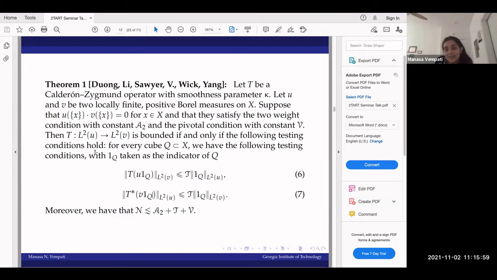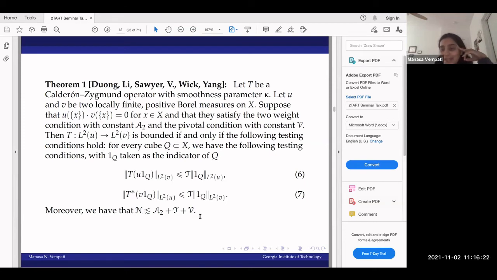Not only does our theorem give us sufficient conditions for the two-weight inequality, we are also able to characterize our best constant. We give an upper bound, since we have the sufficient conditions for our best constant in the two-weight inequality in terms of the A2 condition, the testing condition, and the pivotal condition, which play a huge role in controlling a lot of the terms.